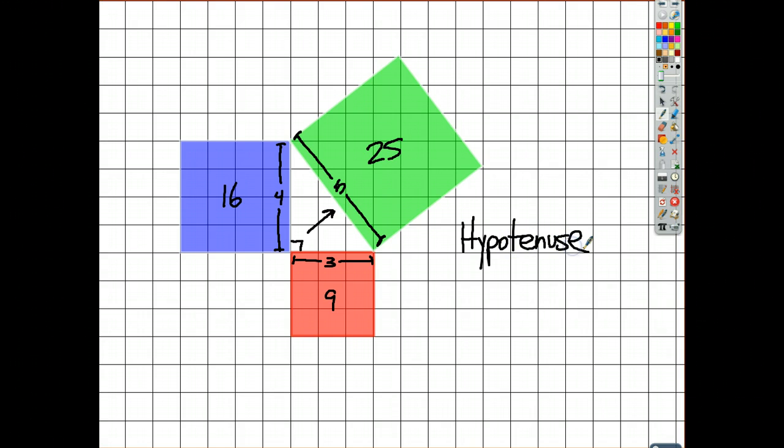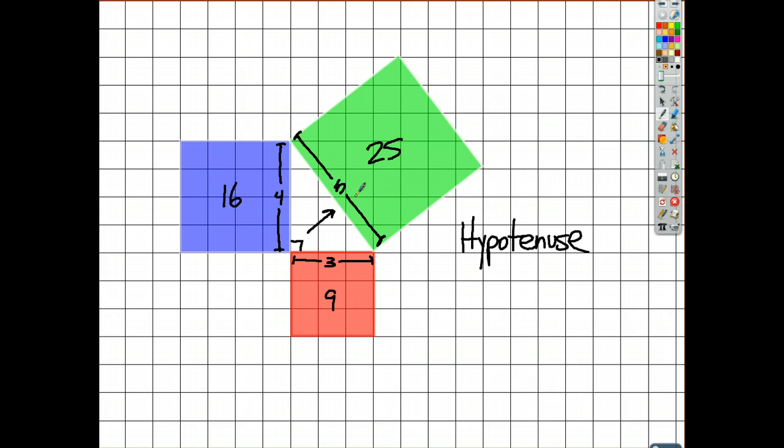Hypotenuse. And what the Pythagorean theorem says here is if you create squares from the two legs and add them together, the sum of the squares of the two legs will equal the square created by the hypotenuse. That's the Pythagorean theorem.